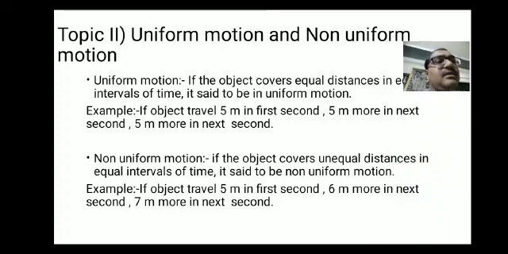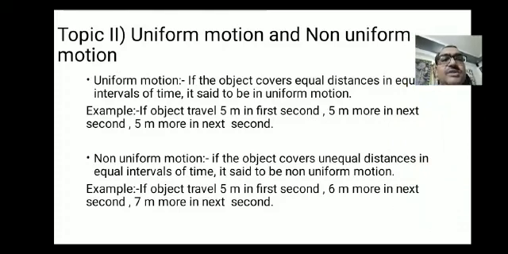Now what is non-uniform motion? First understand the definition. If the object covers unequal distances in equal intervals of time, it's said to be non-uniform motion. Let's take an example. Suppose a car travels the first 5 meter in the first second, then some other distance, 6 meter, 7 meter, 6 meter more in the second second, 7 meter more in the third second, or maybe less than 5. So we can say that it is non-uniform motion.